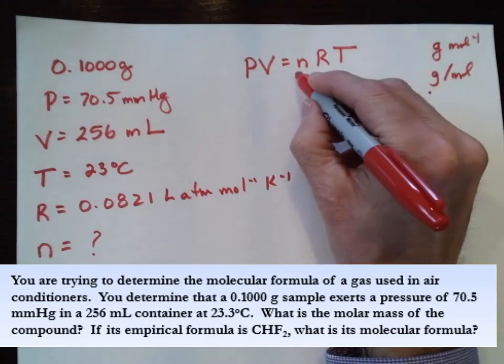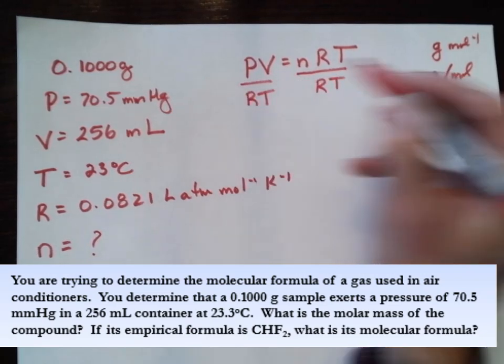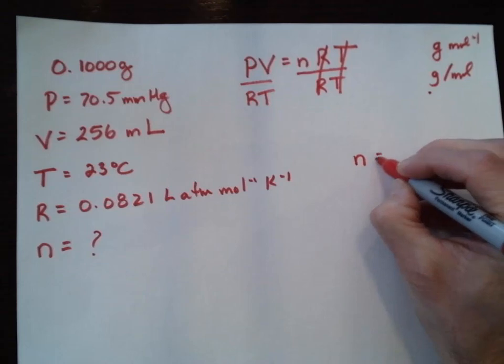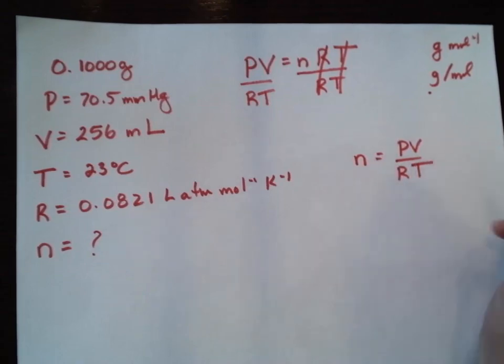So to find n, we'll divide both sides of the ideal gas law by RT, and we get our equation: n is PV over RT. That's the equation we're going to use to find the moles in our sample.